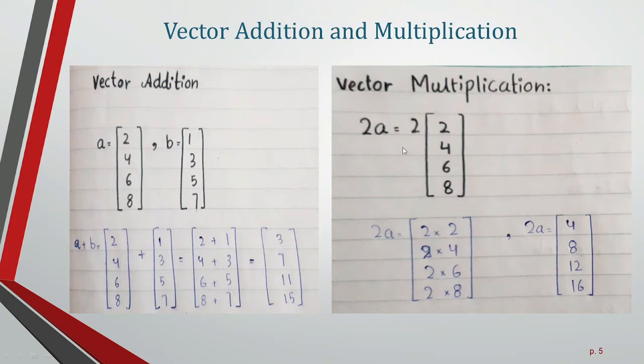Vector multiplication. When a vector is multiplied by a scalar, then each element gets multiplied by the scalar. For example, 2 is multiplied by the vector A, which is 2, 4, 6, 8. So 2 is multiplied by 2, 2 is multiplied by 4, 2 will be multiplied by 6 and 2 will be multiplied by 8, which gives the resultant of 2A as 4, 8, 12 and 16.